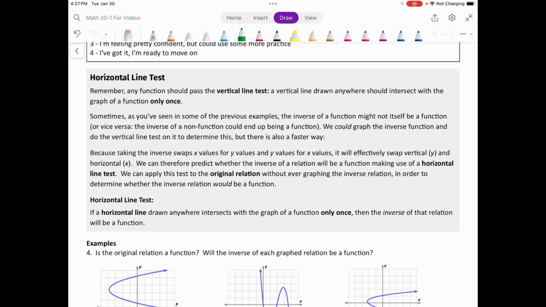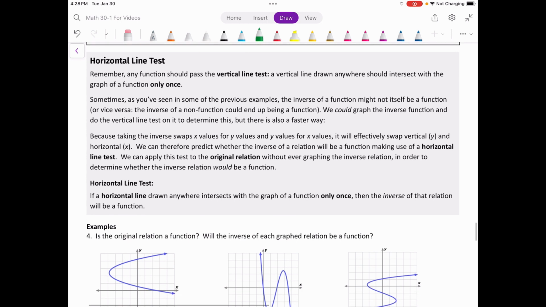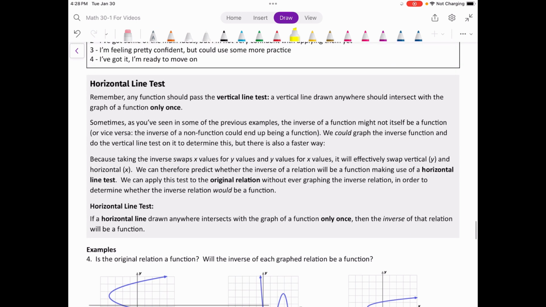All right, so here's where we're going to circle back to the idea of functions versus relations, and what I've been alluding to about how with these inverse things, we sometimes want to make sure that the inverse is a function, or at least check if it will be a function. And that's where we can make use of a horizontal line test. Why a horizontal line test? Well, remember, any function should pass the vertical line test, because a vertical line drawn anywhere should intersect with the graph of a function only once.